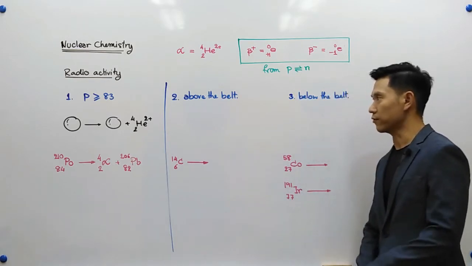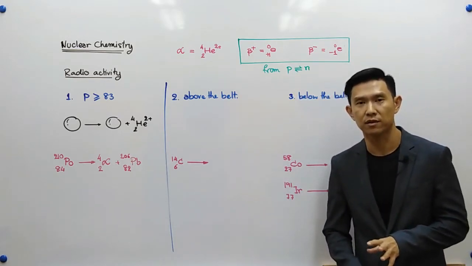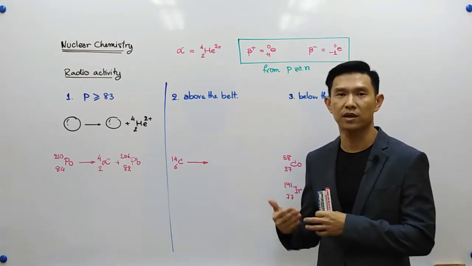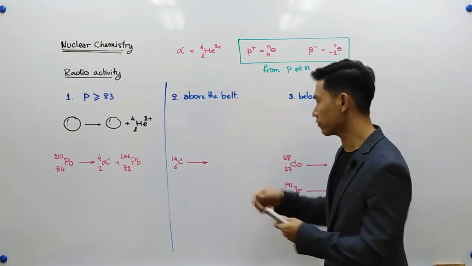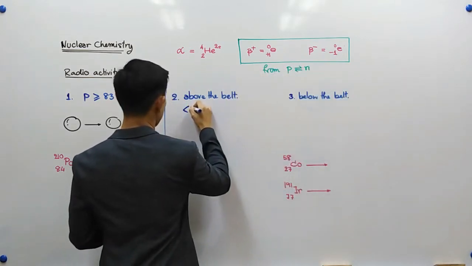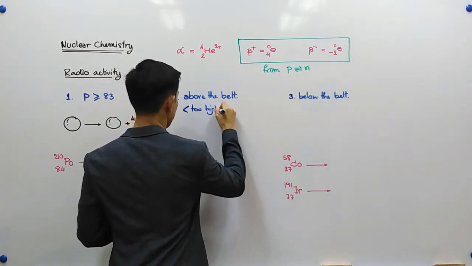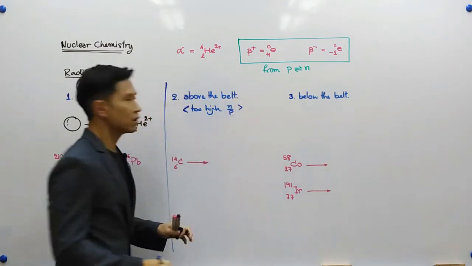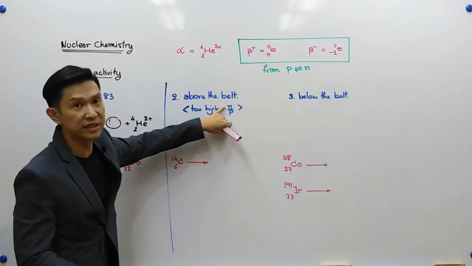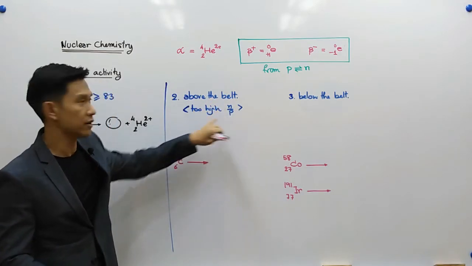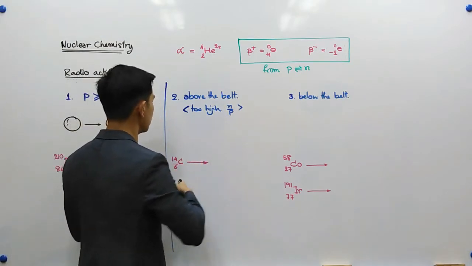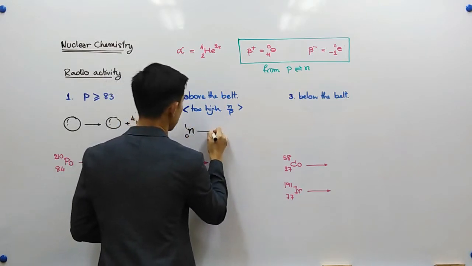Now, if your element is above the belt of stability, which indicates the optimum or suitable N over P ratio, that means the N over P ratio is too high. If N over P is too high, what you can do is decrease the N and increase the P, meaning that you have to transform a neutron to a proton.